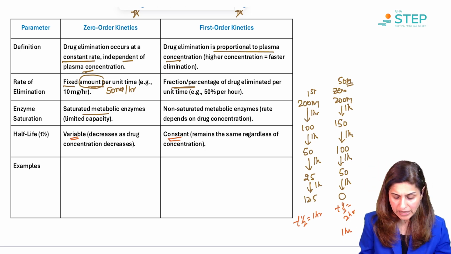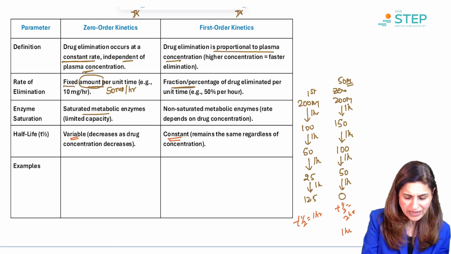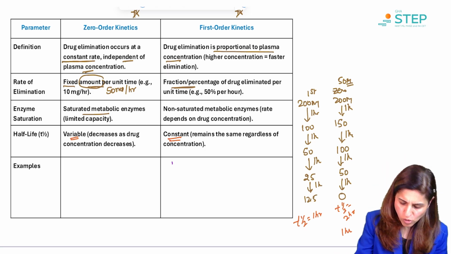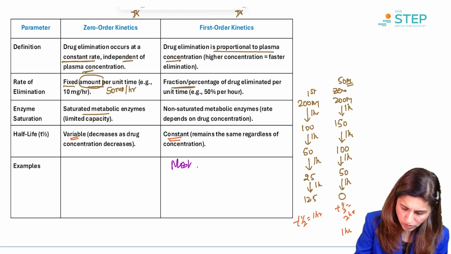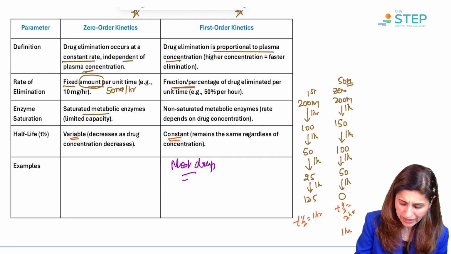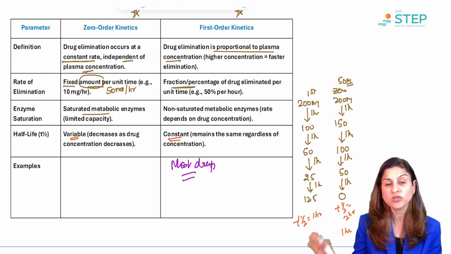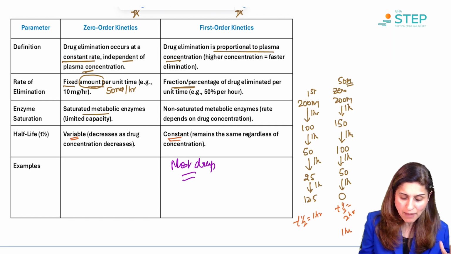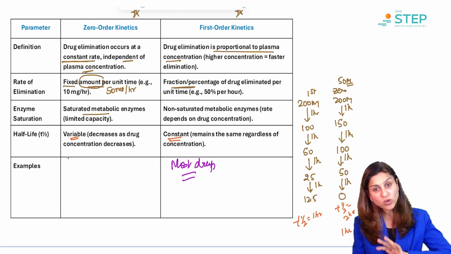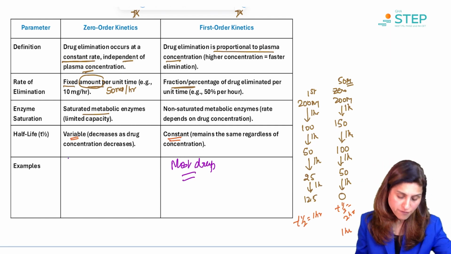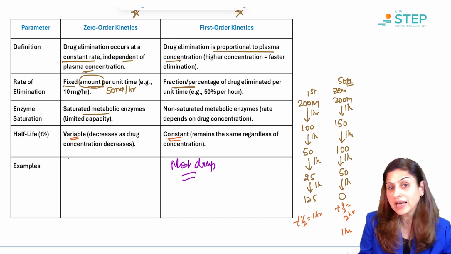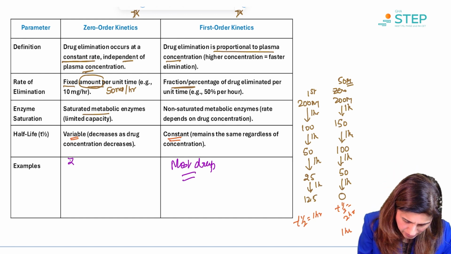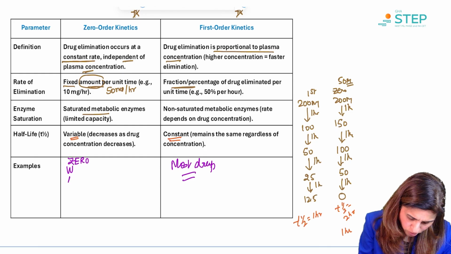Now examples. We don't need to remember the examples of first order because most of the drugs follow first order kinetics. General things we don't remember; we only remember the exceptions to the rule. So examples of drugs which follow zero order, you should be aware of. You can remember with another mnemonic, that is ZERO. Zero means zero kinetics. 0 watt power.